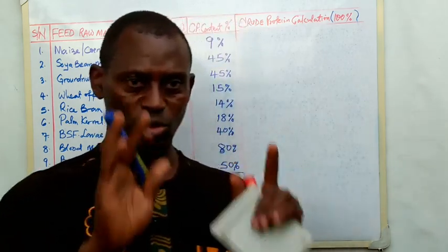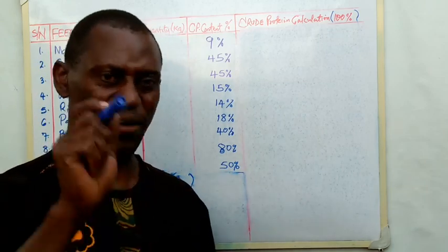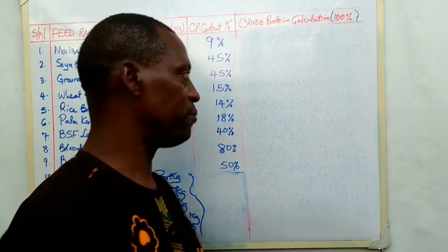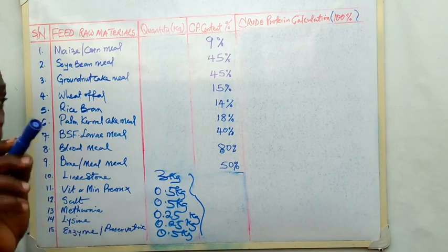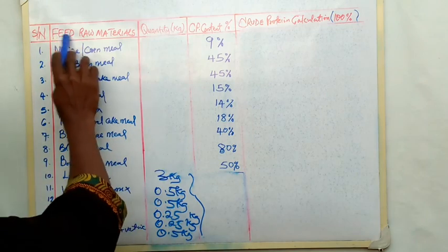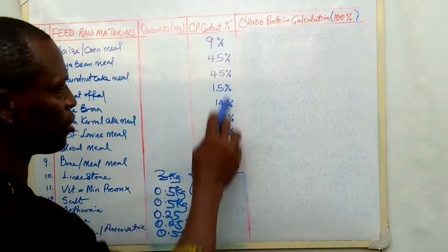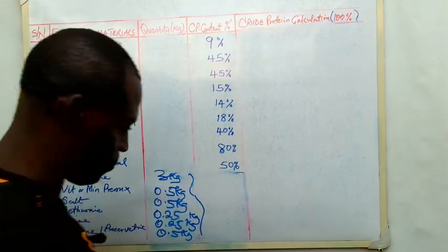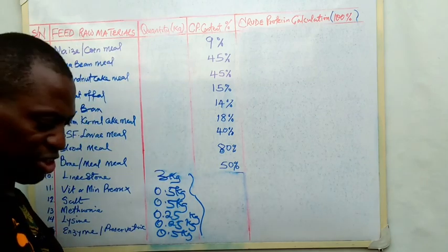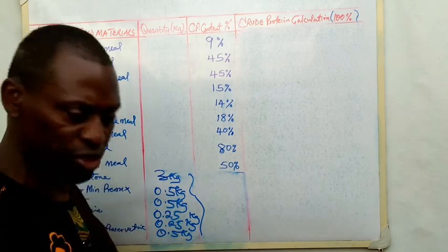Black soldier fly larva. Broiler finisher feed. Let's go there. Here we have the serial number 1 to 15. We are using 15 ingredients here. Here we have the raw materials, the quantity, we have the crude protein content, we have the crude protein calculation. Broiler finisher is between 19 to 20% crude protein.